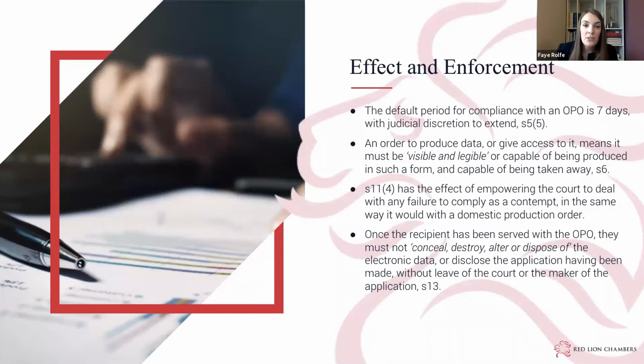The next one to come on to talk about effect and enforcement. So the default period for compliance with an order is 7 days, with judicial discretion to extend under Section 5, subsection 5. So even allowing for the fact that it has to be served via the UK central authority, there are tight timetables for compliance, potentially much more speedier than we have nowadays. And in terms of enforcing that, it can be treated as a contempt of court.